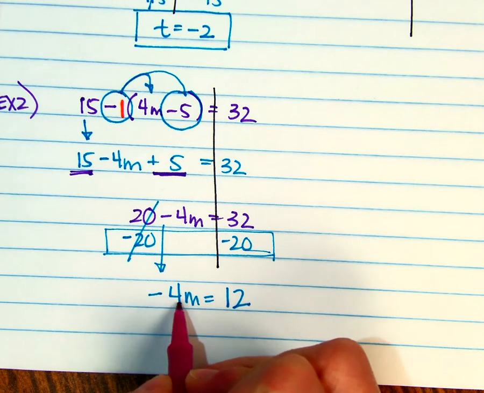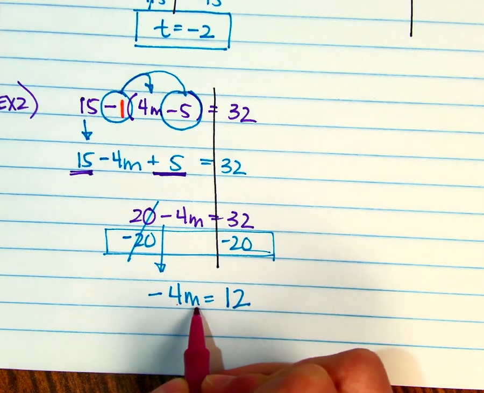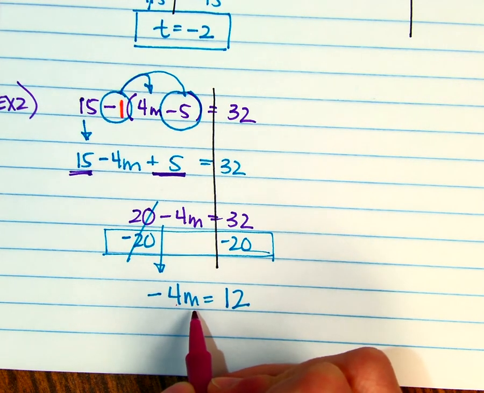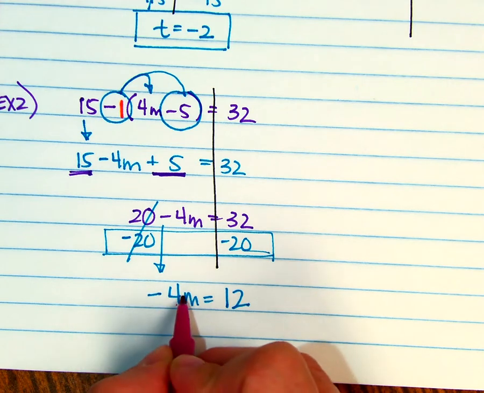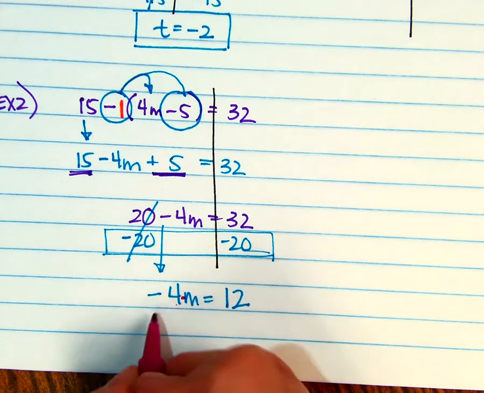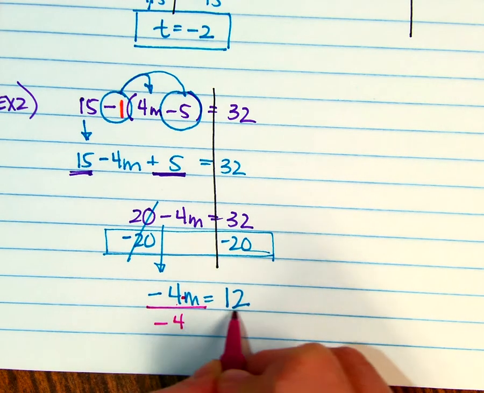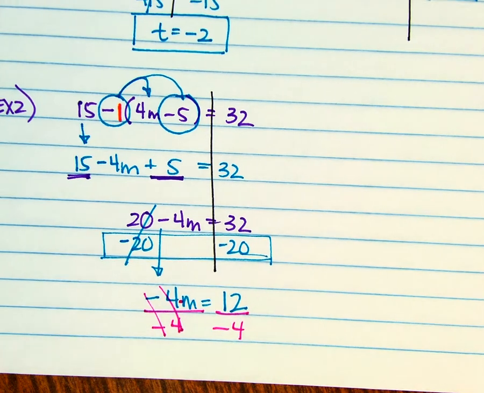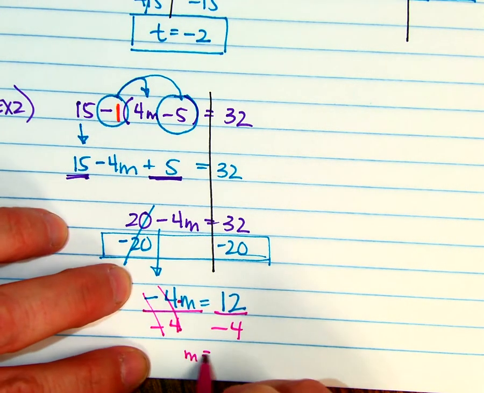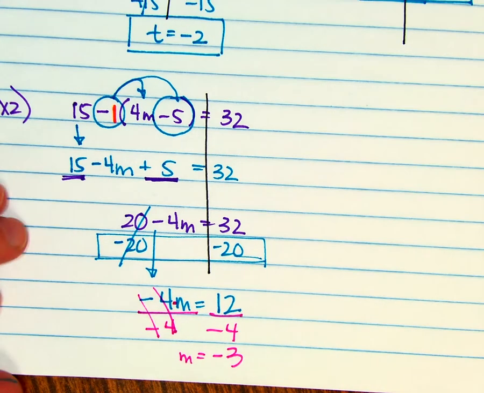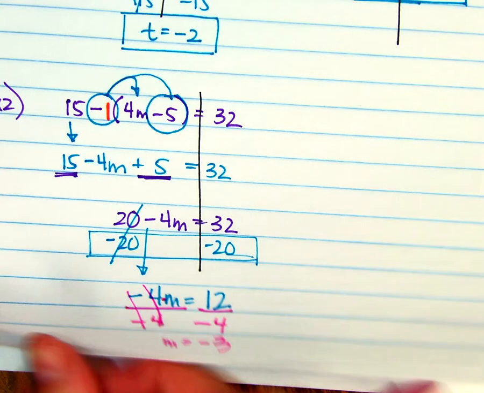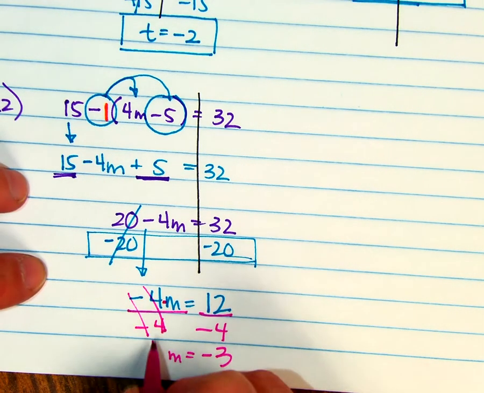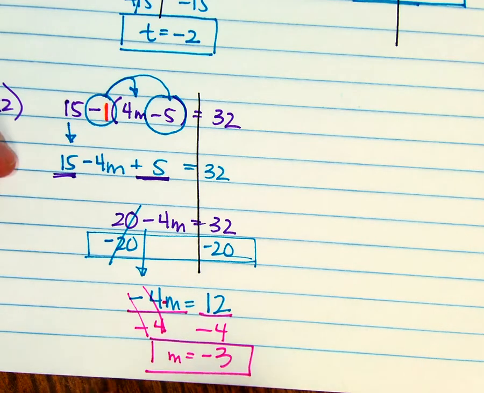What is that negative 4 doing to the m? It's either adding, subtracting, multiplying, or dividing. Well, there's no sign in between, so it must be multiplication. I am going to do the inverse operation by dividing. 4's are gone, negatives are gone. I have m equals a negative 3. And again, we should check it by plugging it back in.